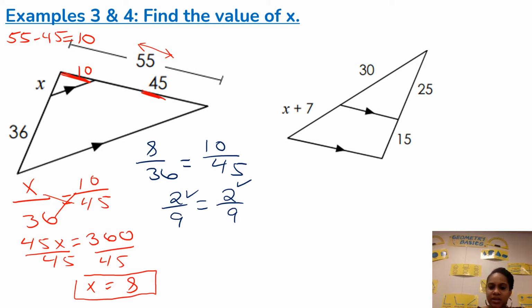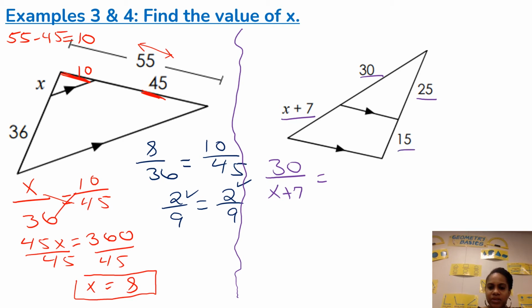All right. So let's try the next one right here. My proportion, 30 over x plus 7. I'm just going to draw a little line here to separate my work. So that'll be 30 over x plus 7 is equal to 25 over 15.